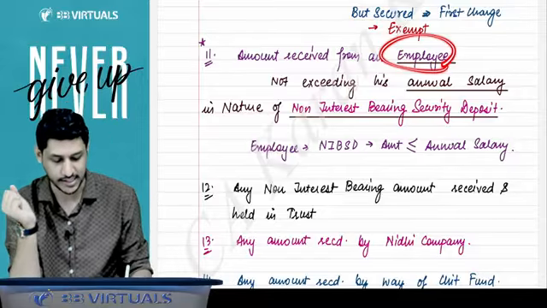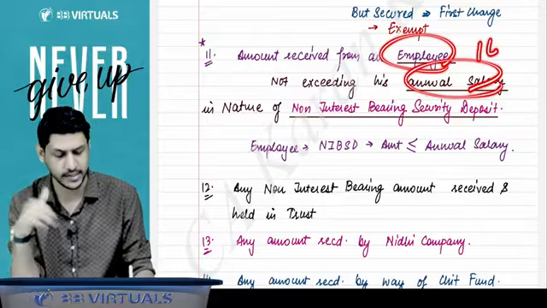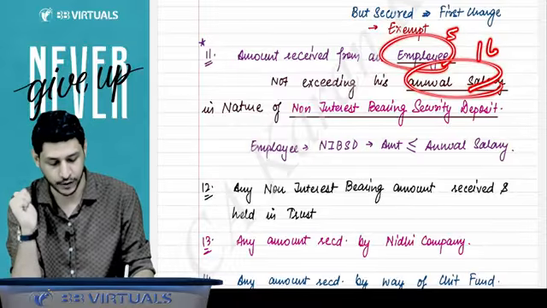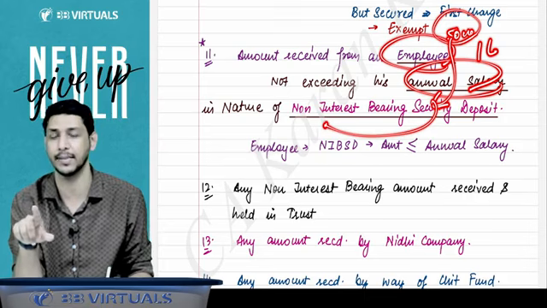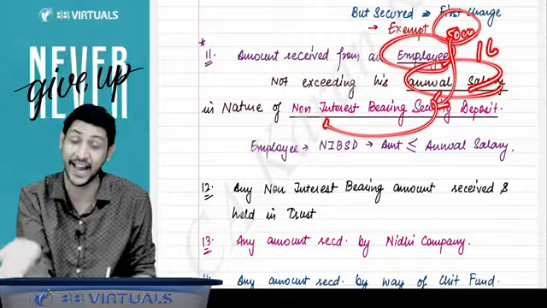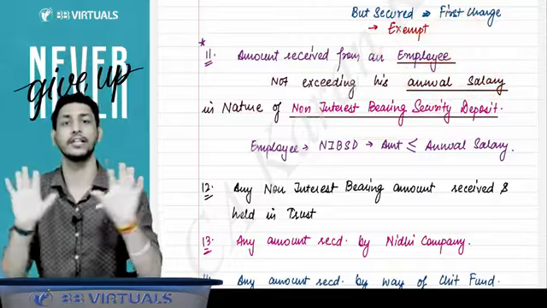Sir, suppose an amount is accepted from an employee and within the annual salary amount, let's say his annual salary is 1 lakh rupees and the company has accepted an amount of 50,000 rupees from the employee as a security deposit, but that is interest bearing. Is it considered as a deposit? Yes. I am saying to you now, if this happens, then only the exemption is given.